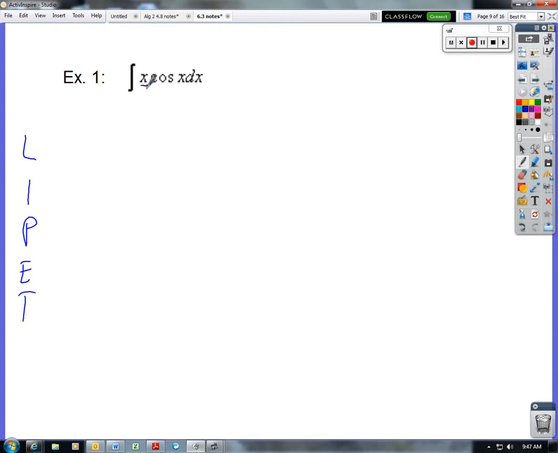So right here we have x. That's a polynomial. And then we've got cosine of x dx. That's a trig. So polynomial has first priority. So that's going to be our u. So we'll write u equals x.